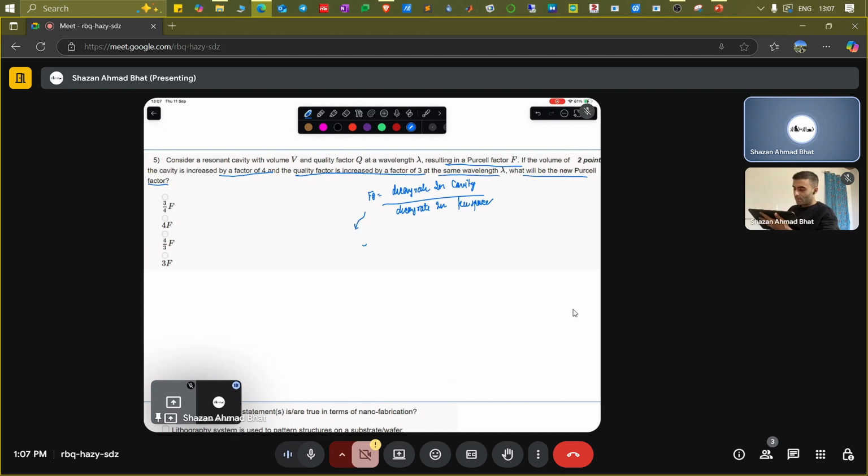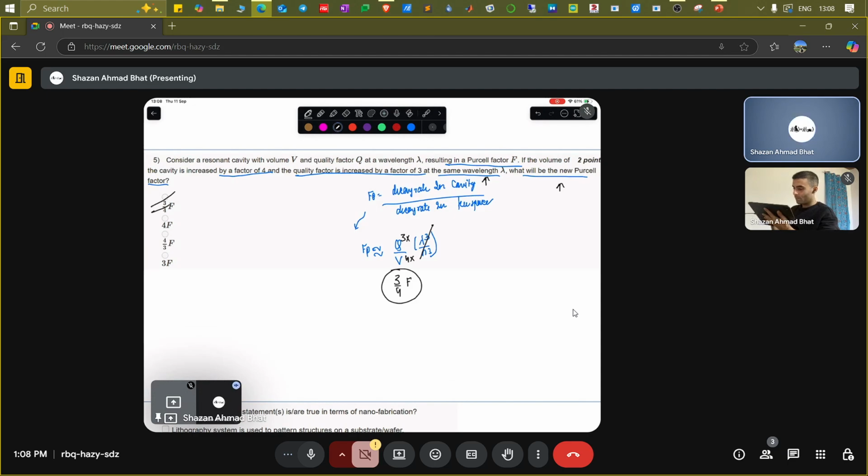So you talked about the Purcell factor relation, which is approximately proportional to Q over volume. And there are some other factors which depend upon lambda cube divided by n cube and some other constants. So what it is saying is that at the same wavelength, we are considering the wavelength to be constant, the volume of the cavity is increased by a factor of 4 and the quality factor is increased by 3. So what will be the new Purcell factor? It will be 3 by 4 times the old Purcell factor.